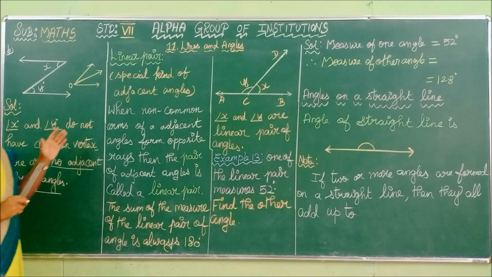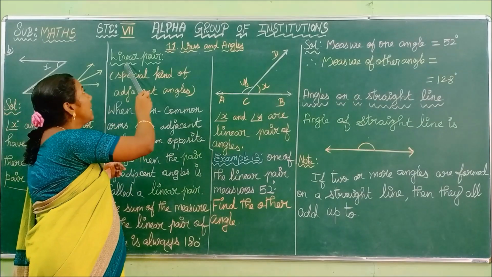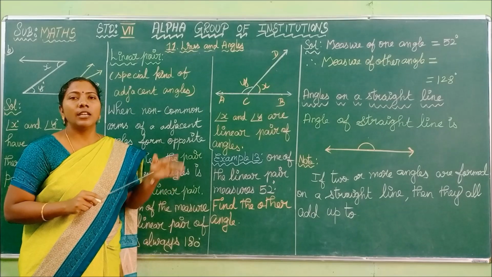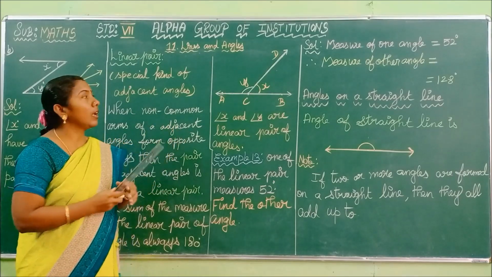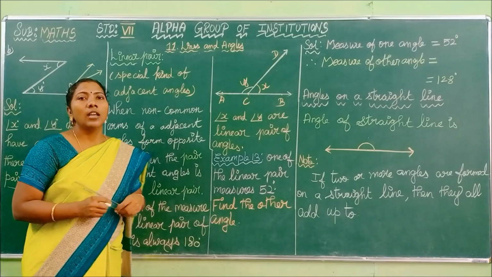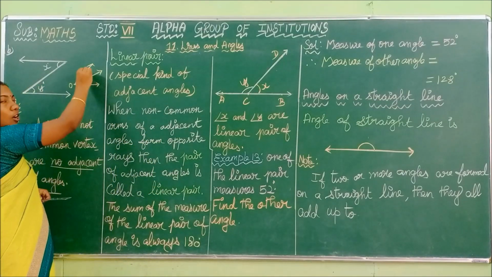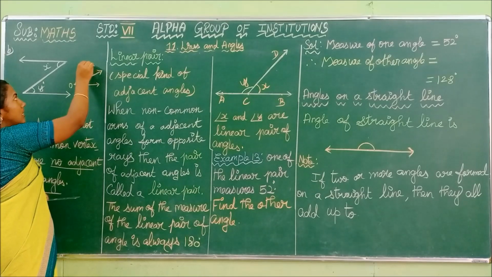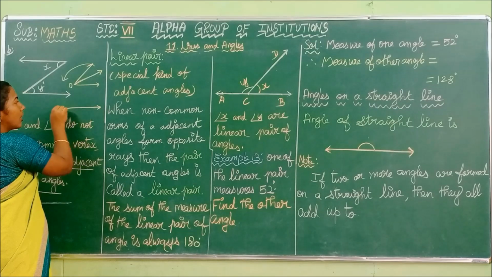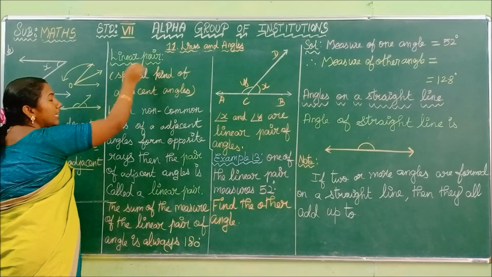Okay. Next we are going to discuss another concept. What is it? A linear pair. What is meant by linear pair? It is also two angles. Okay. A linear pair is a special kind of adjacent angles. These are the non-common arms. If you extend this non-common arm to this side, what will happen? It becomes straight. Such a situation is said to be a linear pair.